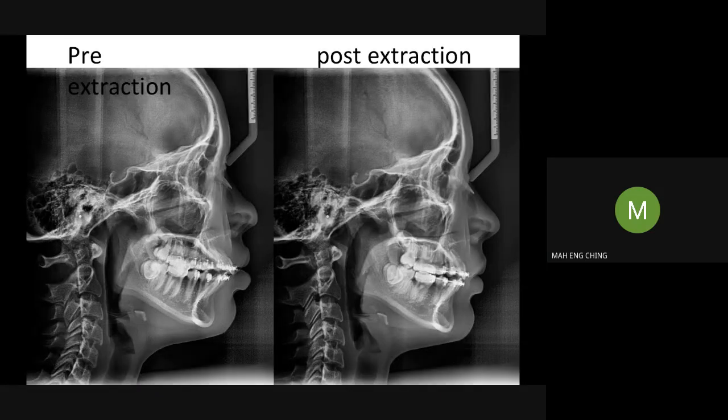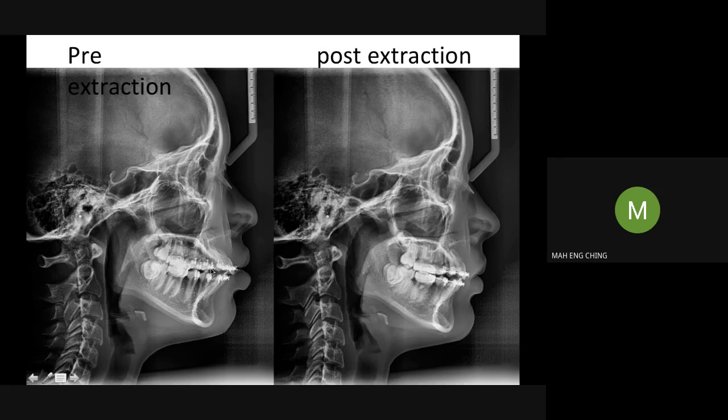So you look at these pictures. This one is a ceph X-ray tracing for one patient with a class 2 division 1 malocclusion. Let's say the lower incisors stick out too much, then you have an increased overjet and overbite. And if you take out the lower, the top teeth will still stick out. That's why you have to balance with top and bottom extraction.